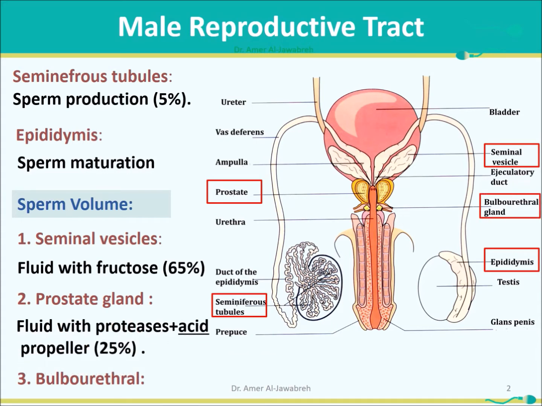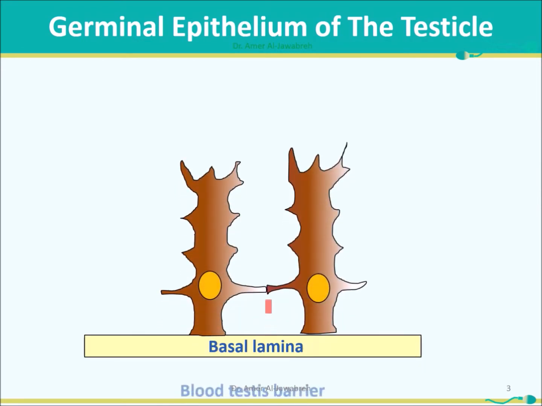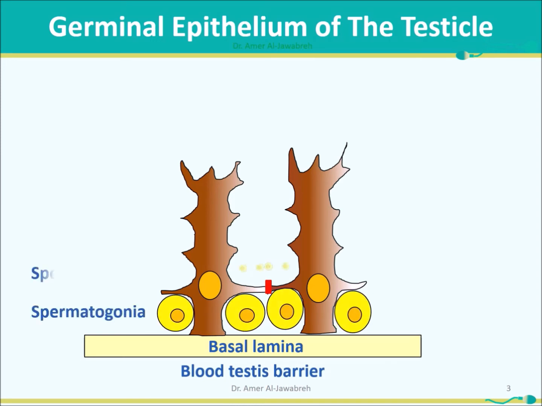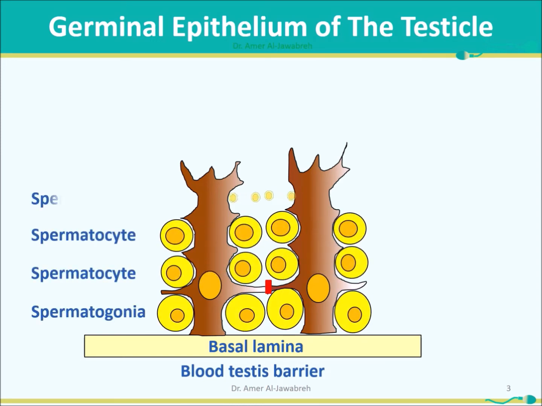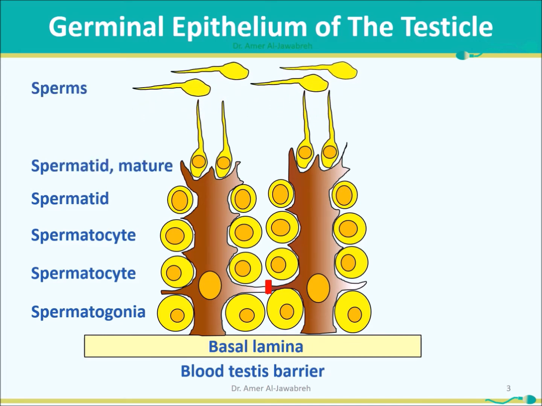Functions as a propeller, 25%. Bulbourethral gland: alkaline mucus, 5%. Germinal epithelium of the testis: basal lamina, blood-testis barrier, spermatogonia, spermatocyte, spermatocyte, spermatid, mature spermatid, and free sperms.